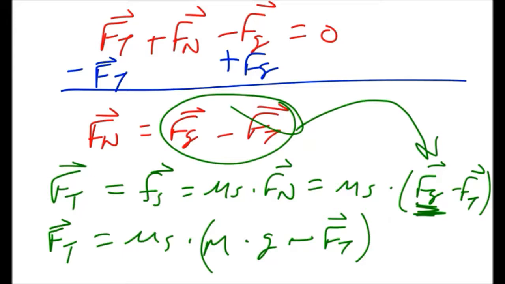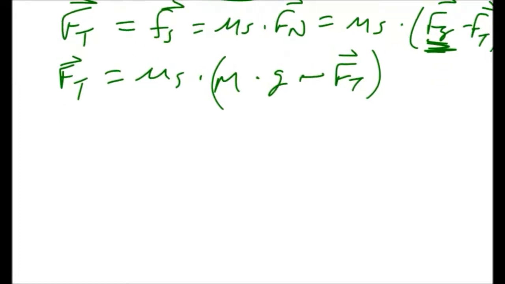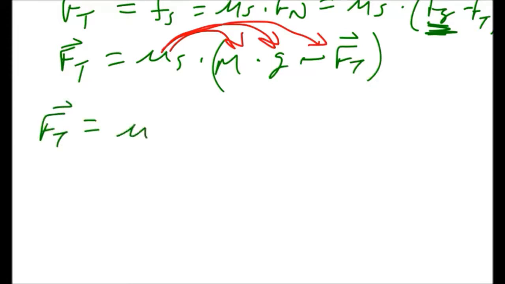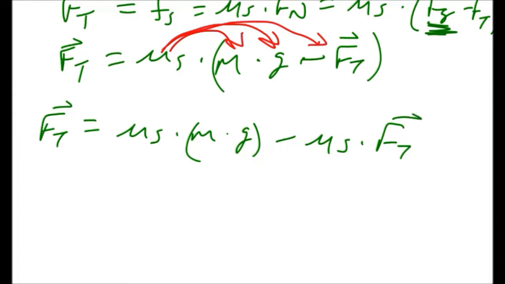Well, we actually have to distribute before we can do that, right? There we go. All right, so we're going to distribute our mu s to all of these things here. So that means we're going to have the force of tension equals mu s times m times g. I'm just factoring out the mu s from both of those, and then I'm going to say minus mu s times tension force. Everybody okay with what I just did there algebraically?